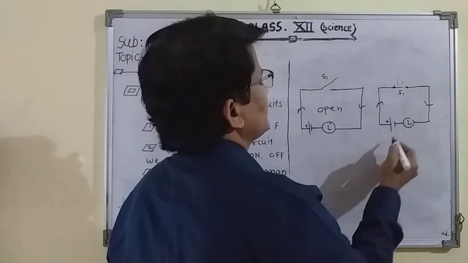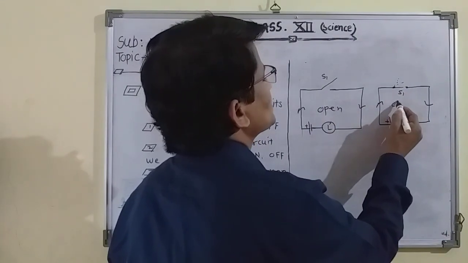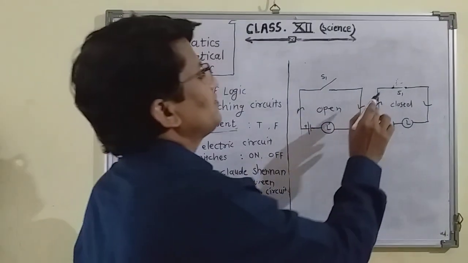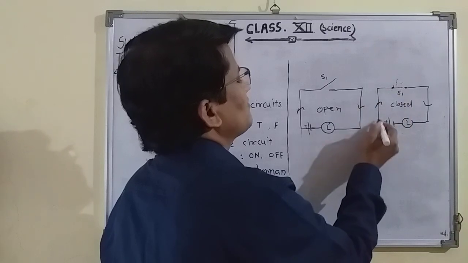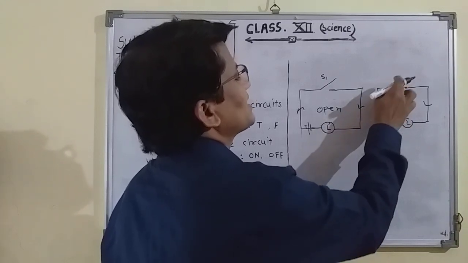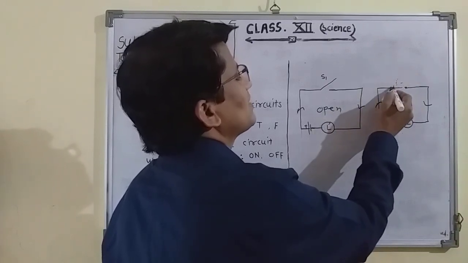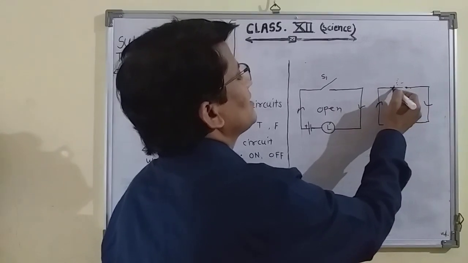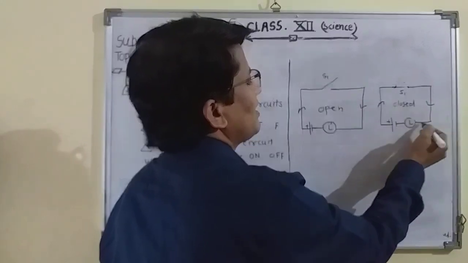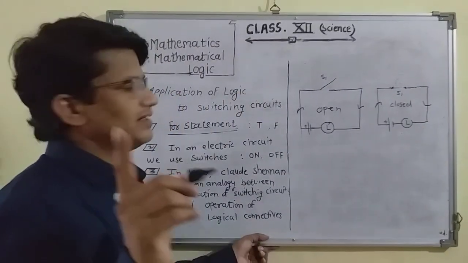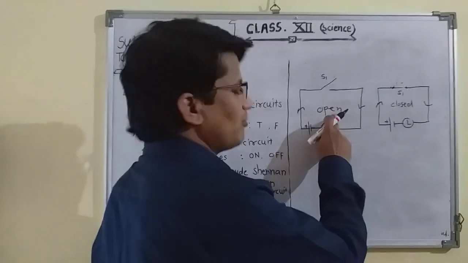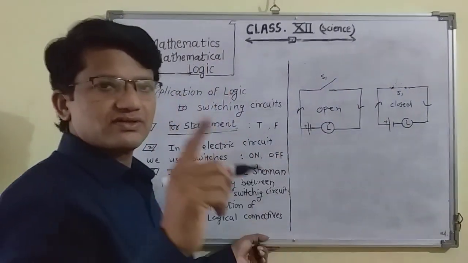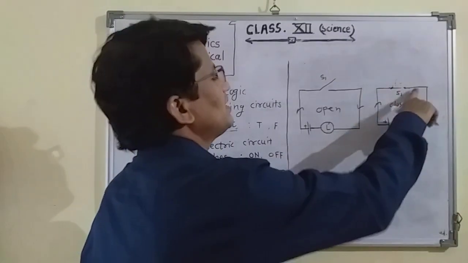Now in this condition, the switch is closed. Switch is closed means what? If the current flows from this up to here and we press like this, the current will pass from one point to the other point. This current will pass from this to this, and the lamp will be on. Here the switch is open, current does not flow, and here the switch is closed, the current will flow from one point to the other point.